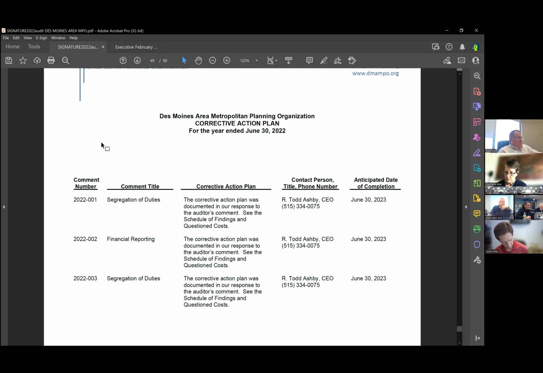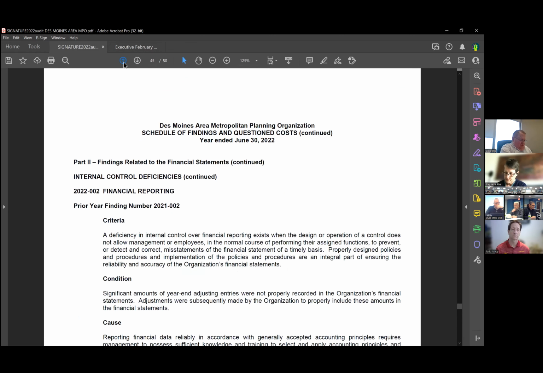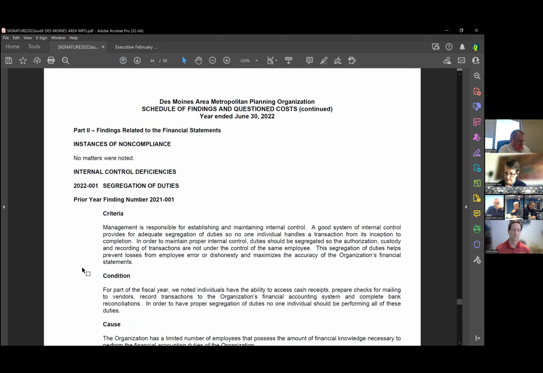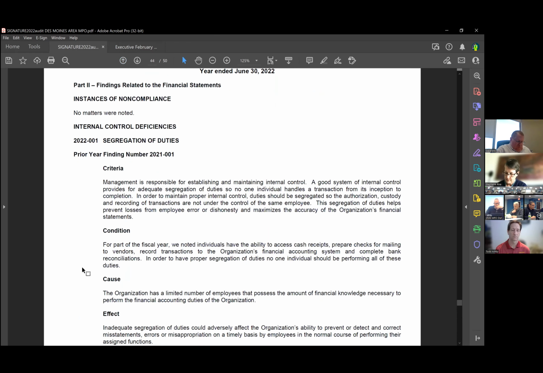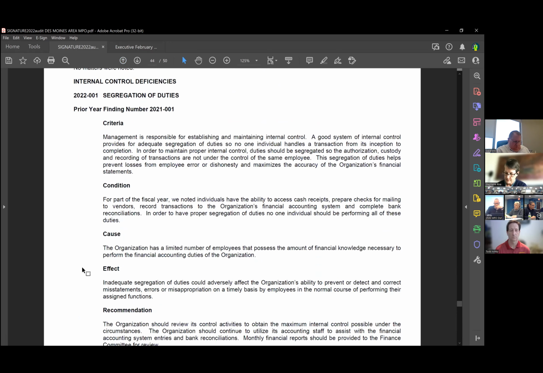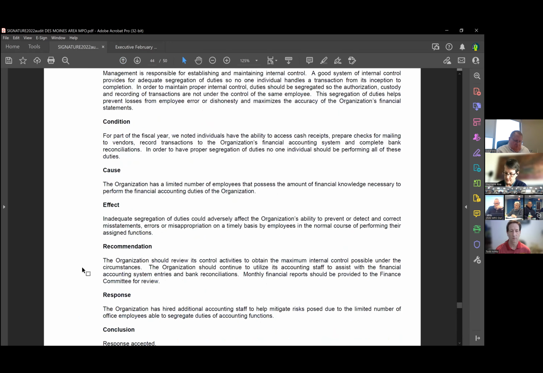All right, well, Dave, any questions for Dave on this? I have many. Being new to this, I'm trying to figure my way through. This is my first audit piece, but we have a response on page 44 under finding number 2021-001 that says we hired additional accounting staff. My question is, how many accounting staff do we actually have?